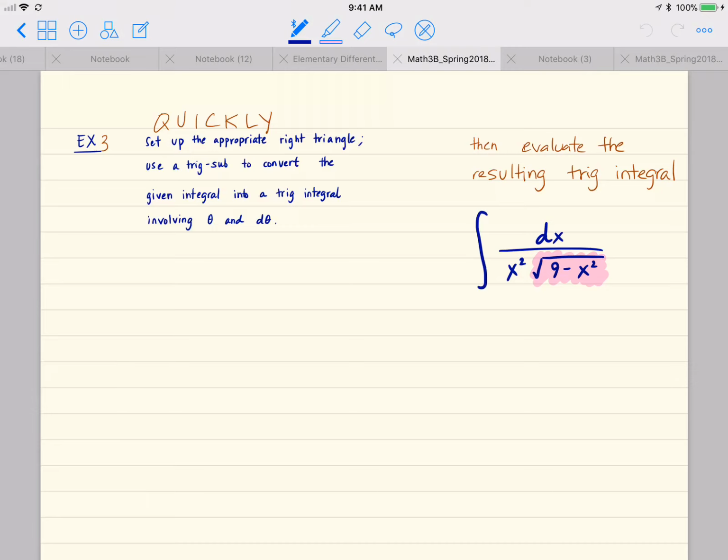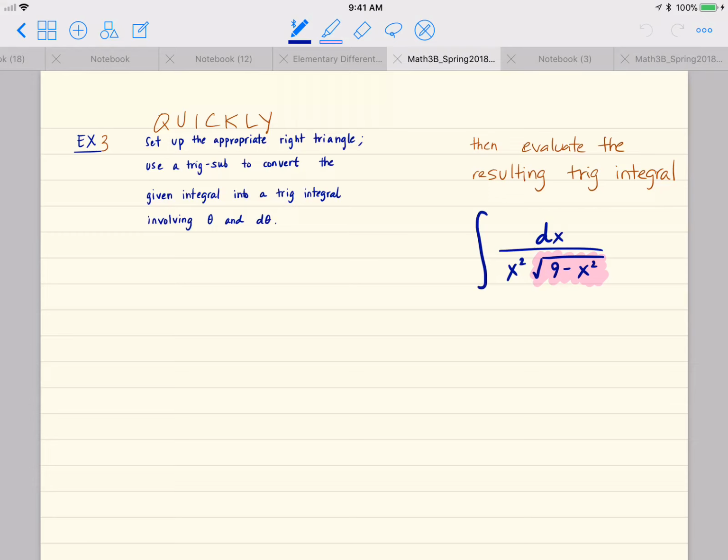Okay, so for this example, we're focusing on step 2, which is essentially you've converted your integral in terms of x and dx into a trig integral in terms of theta and d theta, and now we're focusing on integrating that trig integral. So let's look at this first step.